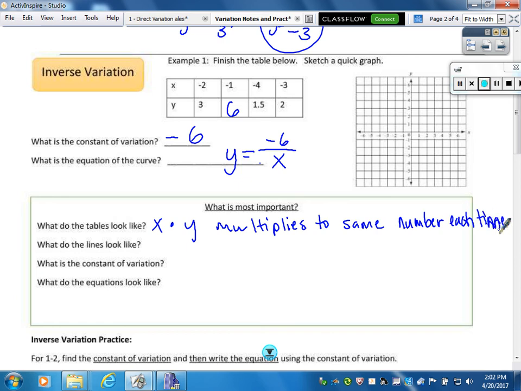What do the lines look like? These are curves. And really we usually focus on one quadrant at a time, so they don't pass the axis. So our specific table here, see how it's negative, positive? It would be a curve up in this quadrant right here. It does have a partner curve that we're not going to talk about right now.